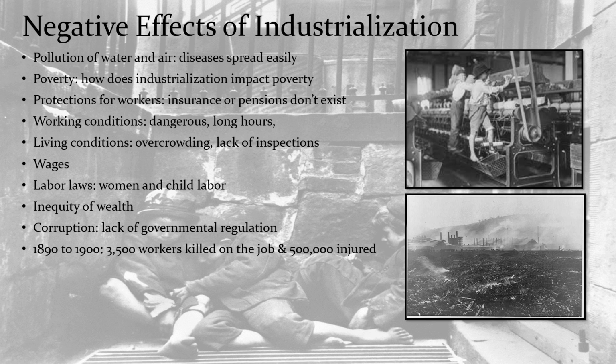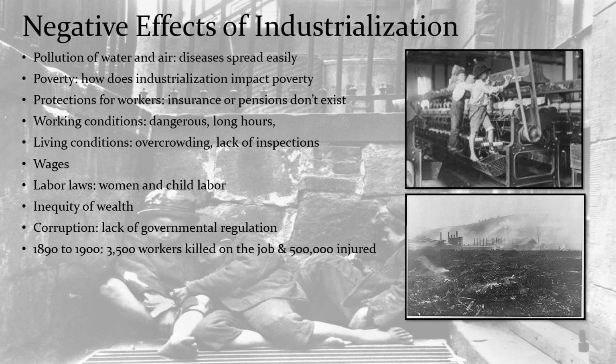Working conditions are dangerous. You have a high number of injuries and deaths in the workplace. The hours are very long. Living conditions, you're overcrowded. You have lack of inspections or regulation in terms of how people are living. They're living on top of each other. We'll talk more about that when we talk about the tenements. Wages are low. You have no labor laws in place to protect women and children in terms of being sources of labor. You have a huge inequity of wealth, and we'll talk about that a little bit later.